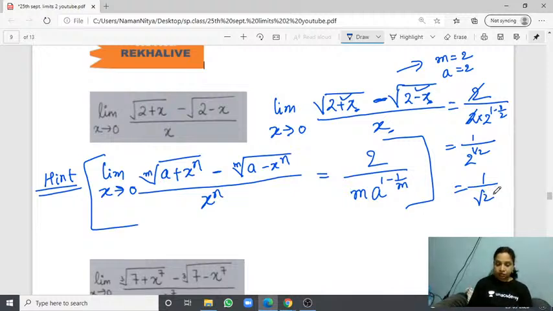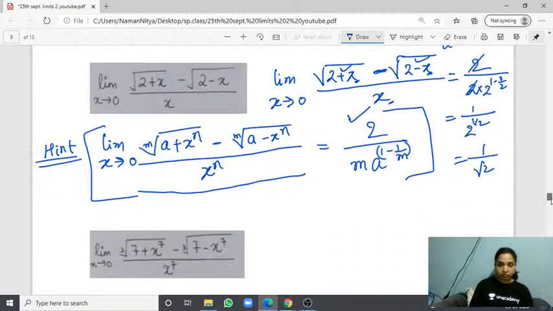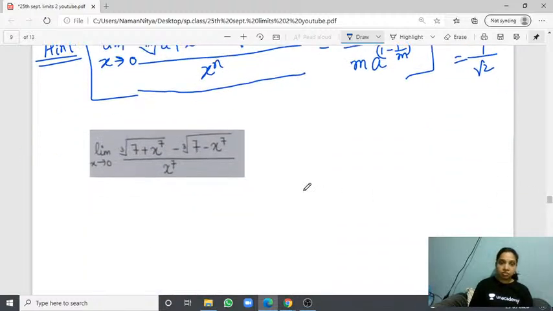Yes. So please understand this one also and remember this form. This form you are supposed to remember. Then only you can apply this shortcut: 2 by m, a power 1 minus 1 by m. Apply for this also and tell me.